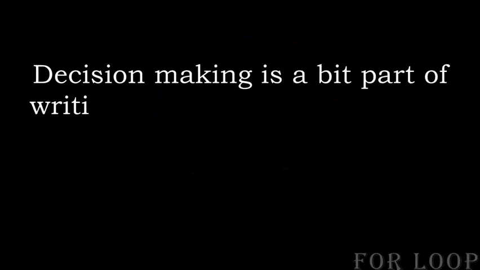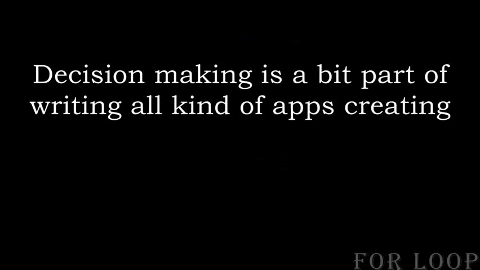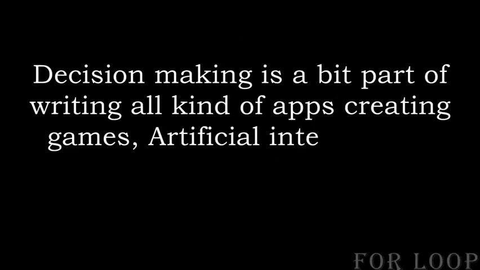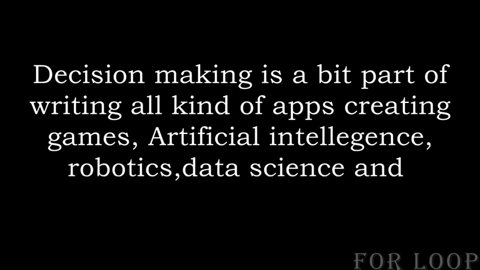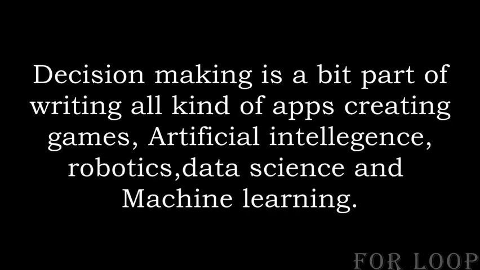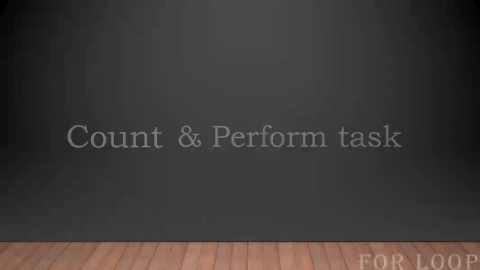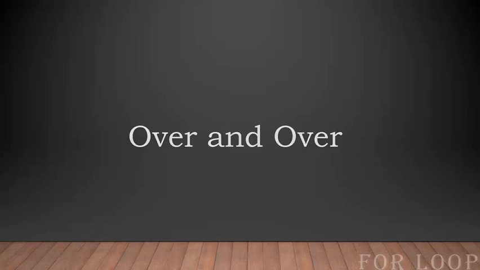Decision making is a big part of writing all kinds of apps, be it games, artificial intelligence, robotics, data science, machine learning, or whatever. But there are also cases where you need to count and perform some task over and over, so it is like a repeated task. For example, we were printing multiple times, right? Similarly, if you want to carry out a single task repeatedly, we go for a method known as a loop.